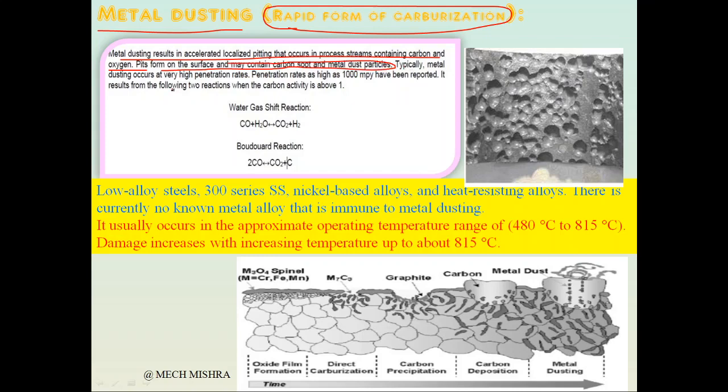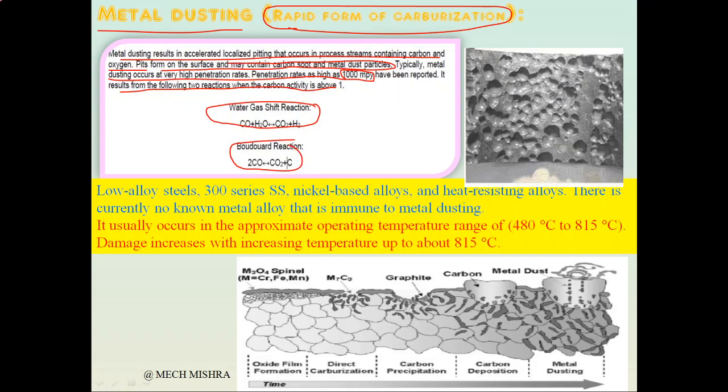So typically metal dusting occurs at very high penetration rate. Penetration rate is as high as 1000 mpy, very important. It results from the following two reactions when carbon activity is high. First is the water gas shift reaction, where CO plus H2O is CO2 plus H2. Then the Boudouard reaction is 2CO converted to CO2 and C.